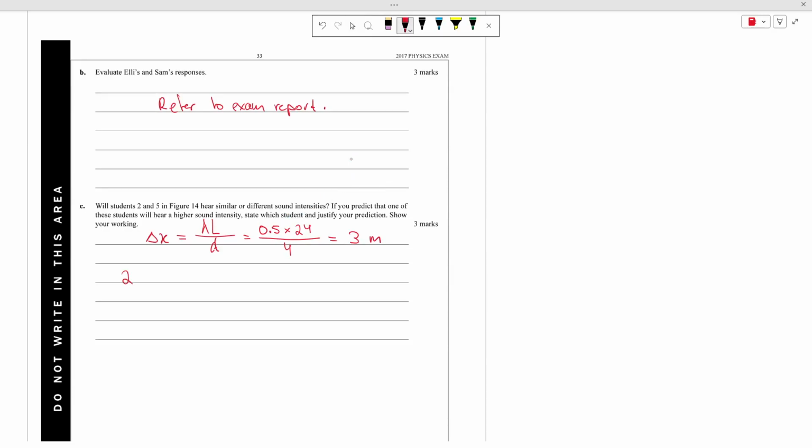So we can say student 2 hears a louder sound than student 5. We can say, according to the above calculation, that 2 is on an antinodal line, and 5 is on a nodal line.